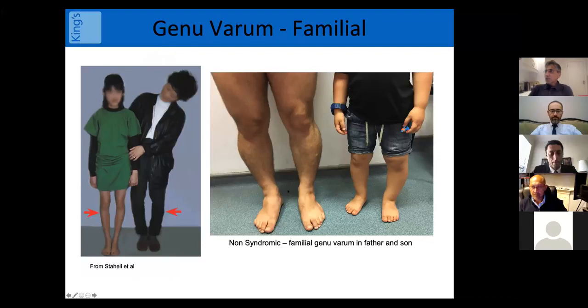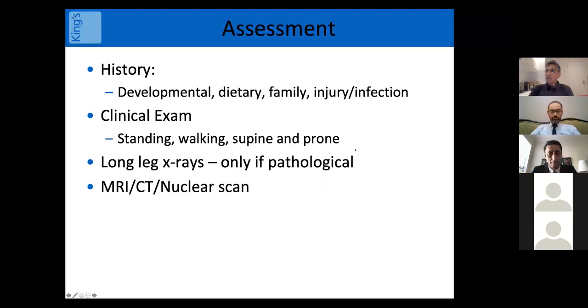So this was another child who came to my clinic, nearly 4. We were a bit astounded. The mother used to come, and then one day the father came, and I just looked at the father and said, show me your legs. And they look similar. So this is again a form of familial. It's not syndromic because his x-rays were normal. So remember these variations beyond physiological.